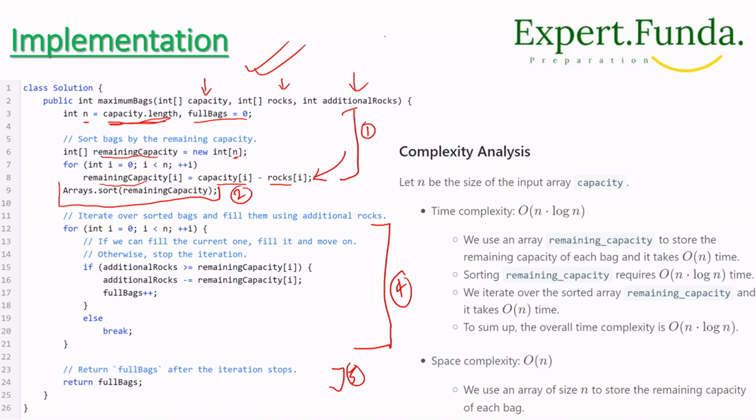If initially additional rock is 2, and the remaining capacity is, we take greater than or equal to, we can take 2. Okay, so the remaining capacity is 2 and this is 2, so greater than or equal to means it is true. What we will do is decrease the additional rock. Now additional rock is 0, and the remaining capacity will remain 2 only.